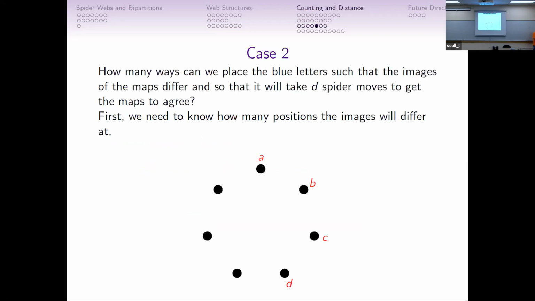But right now, what I'm going to tell you more about is case two. So how can we place the blue letters so that our images disagree properly while maintaining the correct distance between the vertices in the spider web? So we're shifting from the main question of distance now to a sub-question about how to make our images disagree.